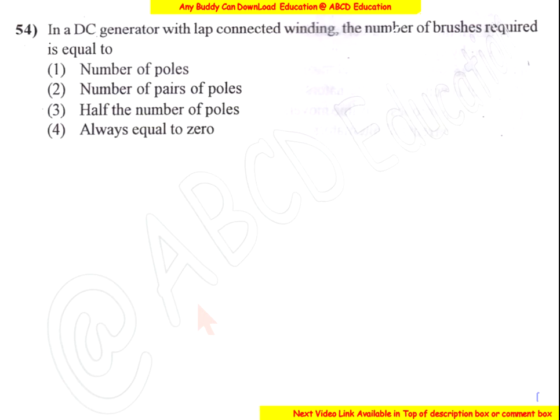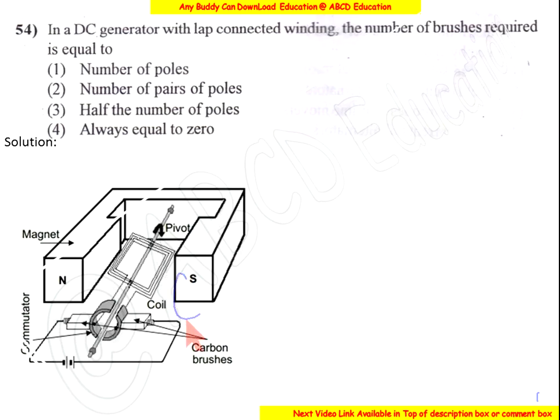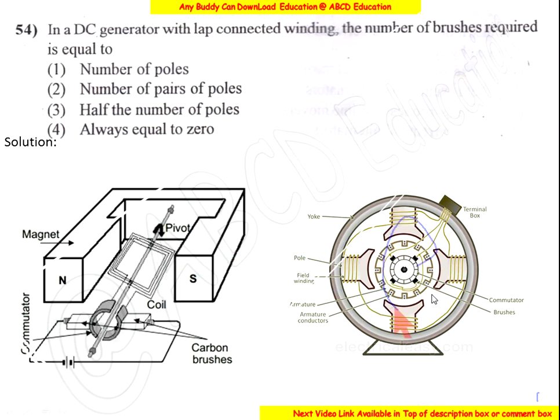In a DC generator with lap connected winding, the number of brushes required is equal to... Now come to the solution. For a two-pole machine, we use two brushes. For a four-pole machine, we use four brushes. For a six-pole machine, we use six brushes, to collect the armature current from the armature. So these are directly proportional to poles. So the number of brushes required is equal to the number of poles. So the answer is first.